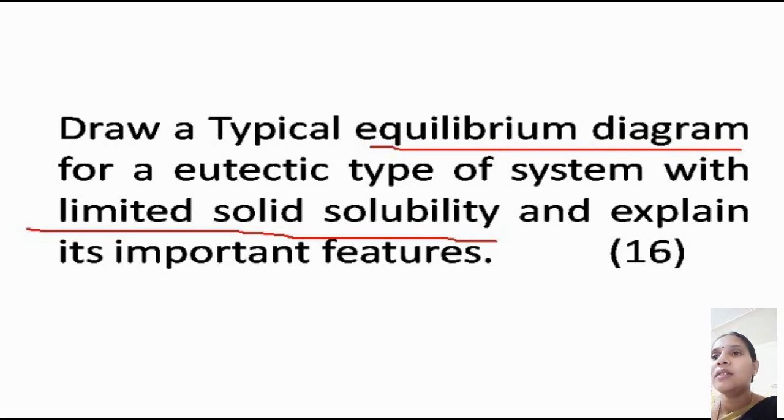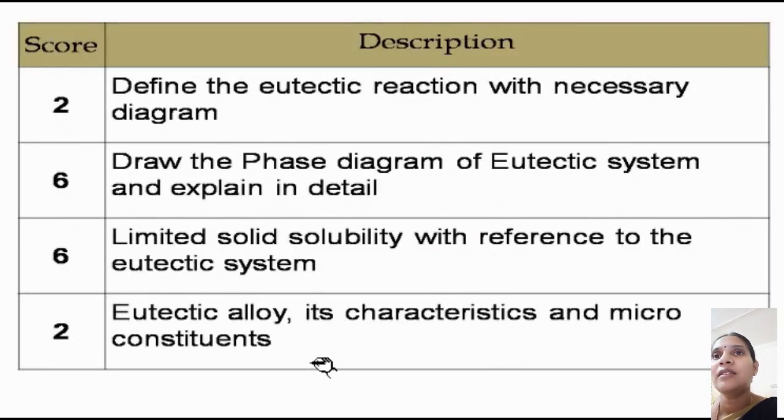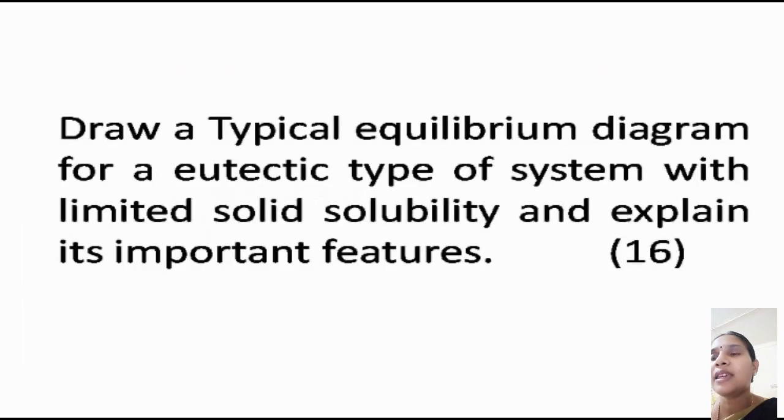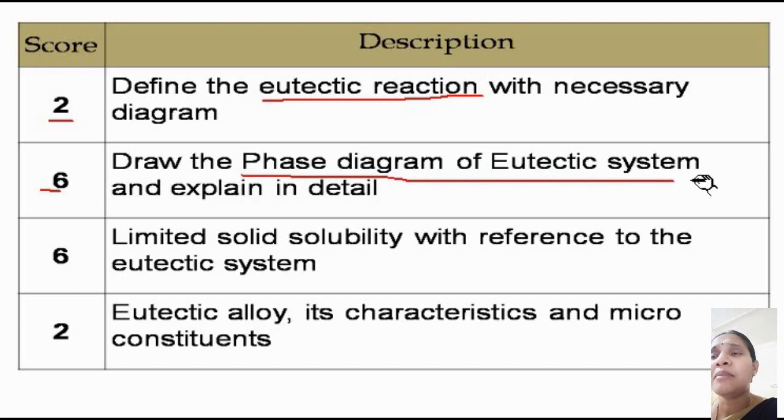So the rubric for this question may be like this. The total question, as you can see, is for 16 marks. But the distribution of scores may be like this: 6 plus 6, 12, plus 4, 16. So 2 marks may be awarded for stating what is eutectic reaction with the necessary diagram that was seen in the first slide. 6 marks may be allotted for drawing the phase diagram legibly and marking the different regions and boundaries in a clear way.